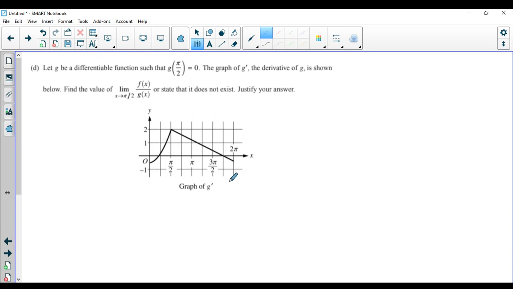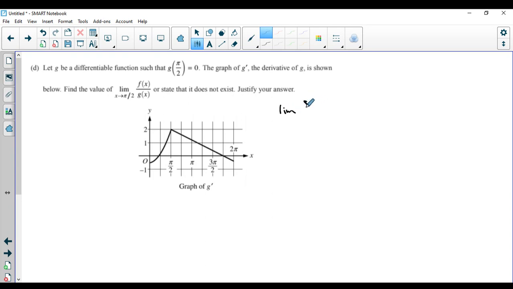It says let g be a differentiable function such that g of 2 equals 0. It says the graph of g prime, the derivative of g, is shown below. And then it says find the value of this limit or state that it does not exist, justify your answer. All right, so you're definitely getting a question like this.